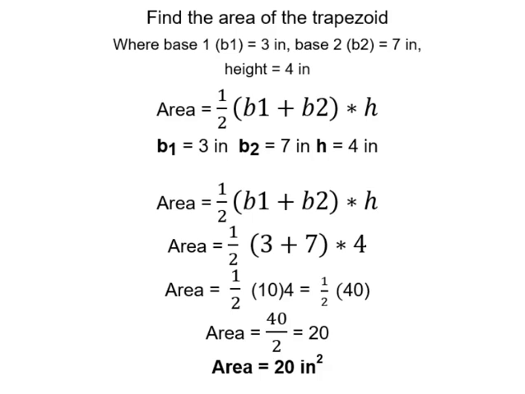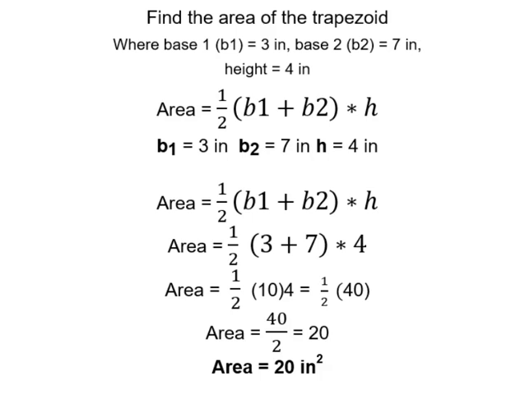When we substitute in our values, we have 3 plus 7, which is equal to 10. We multiply that by 4, and that'll be 40. So it'll be 1/2 times 40, or 40 over 2. We know that 40 divided by 2 is equal to 20. So our area for this trapezoid is equal to 20 inches squared.